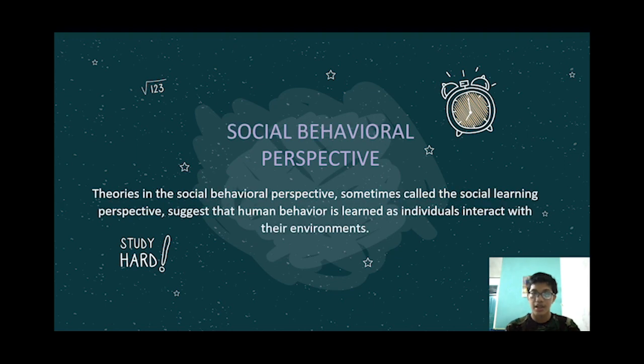The next one is the social behavioral perspective. The theory in this perspective, sometimes called the social learning perspective, suggests that human behavior is learned as individuals interact with their environment. But the behaviorists disagree among themselves about the process by which behavior is learned.